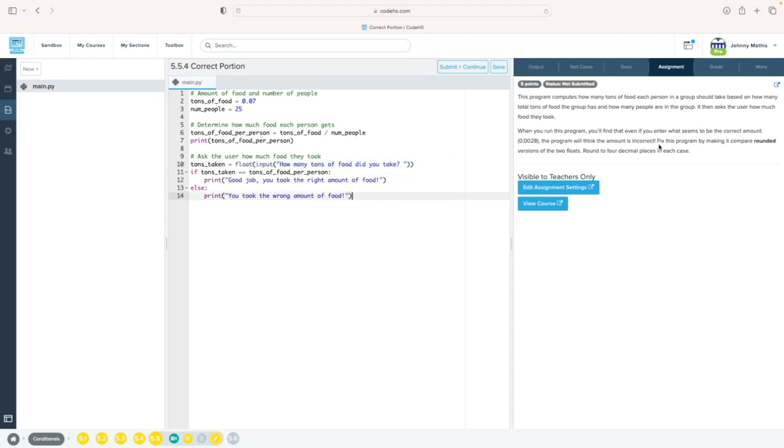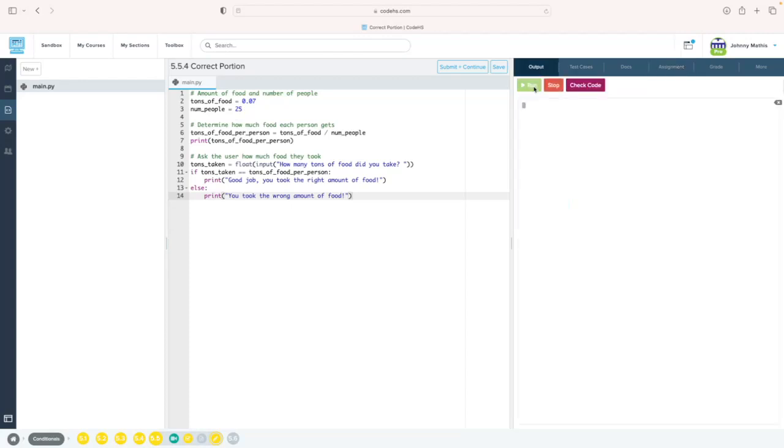So when you divide this into it, I think it's an irrational number. It goes on and on forever. So let's take a look at this. If we run this, you see this is what comes up. So it's hard to expect someone to take this amount of food.